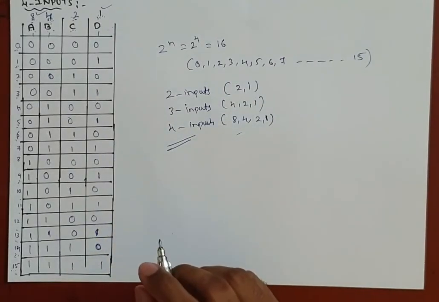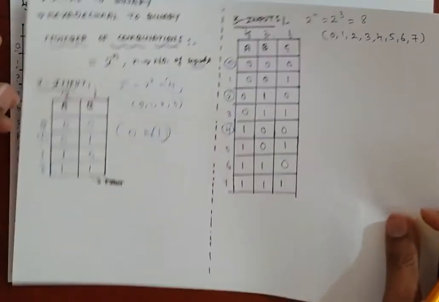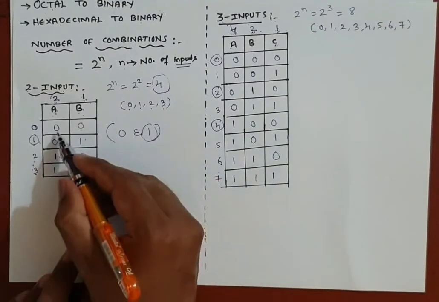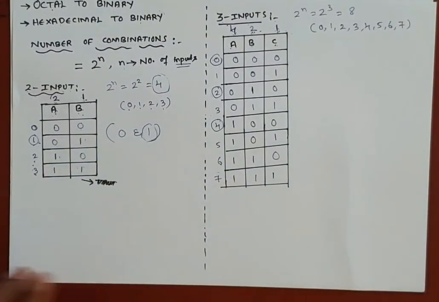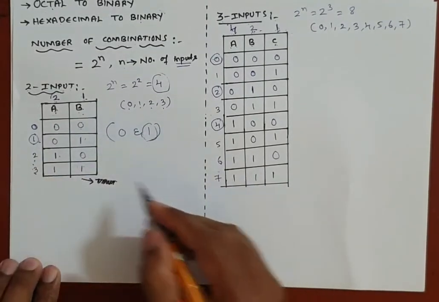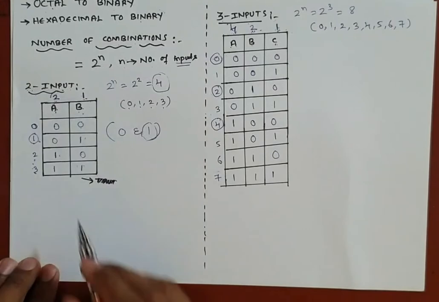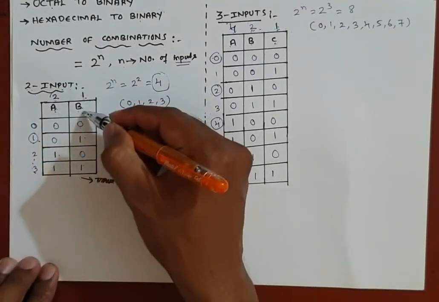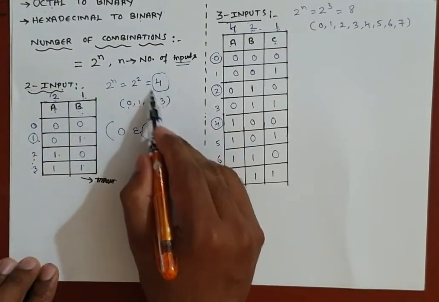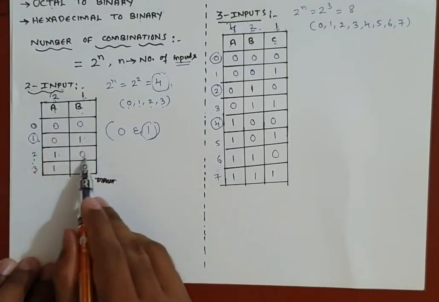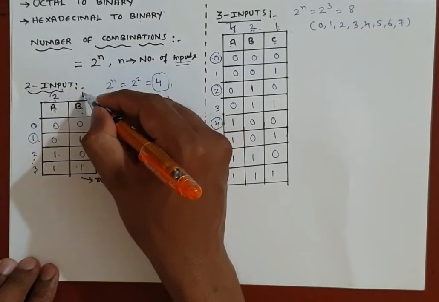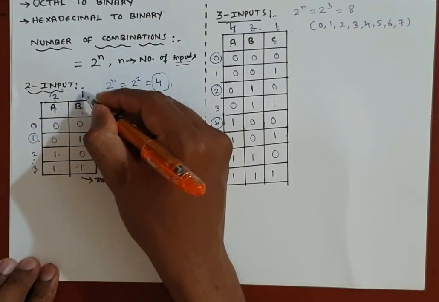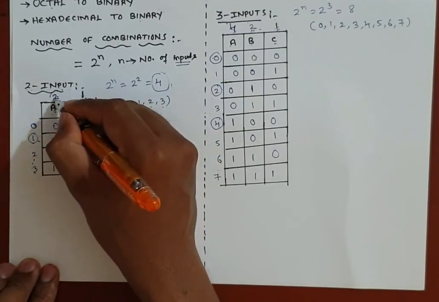So now I will say the shortcut method to write this truth table. First I have explained the actual procedure. Now I am going to explain the shortcut method to write this table. First, for 2 inputs, write A column, B column. We are having 4 combinations, so make 4 rows. First place 1 over here and double it. 1 plus 1 is 2.